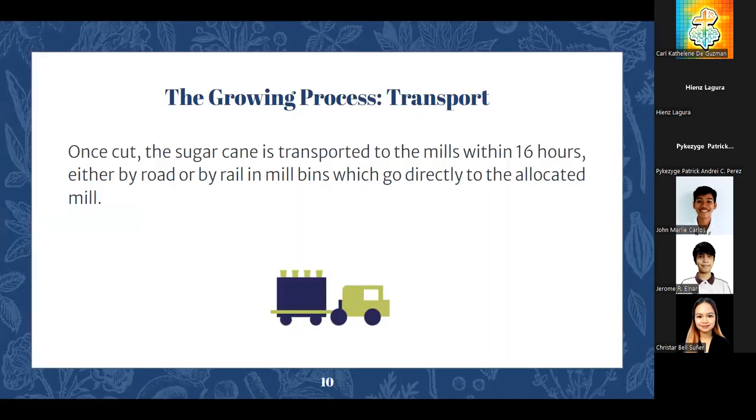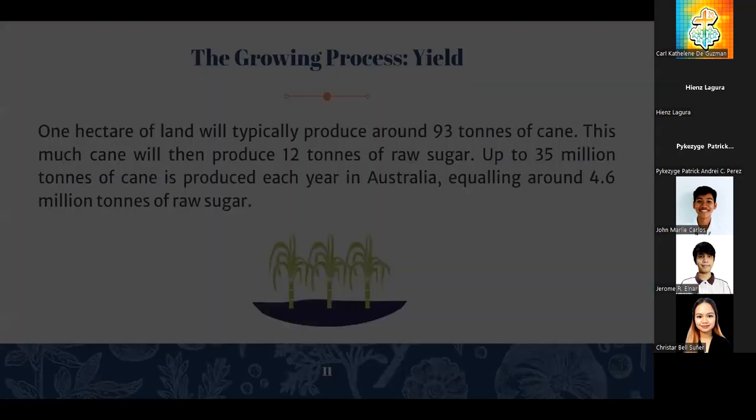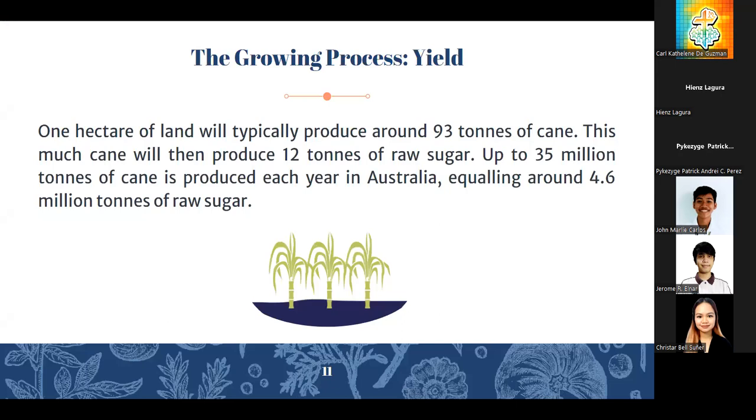Next is transport. Once cut, the sugarcane is transported to the mills within 16 hours, either by road or by rail, in mill bins, which go directly to the allocated mill. Next is yield. 1 hectare of land will typically produce around 93 tons of cane. This much cane will then produce 12 tons of raw sugar. Up to 35 million tons of cane is produced each year in Australia, equaling around 4.6 million tons of raw sugar.